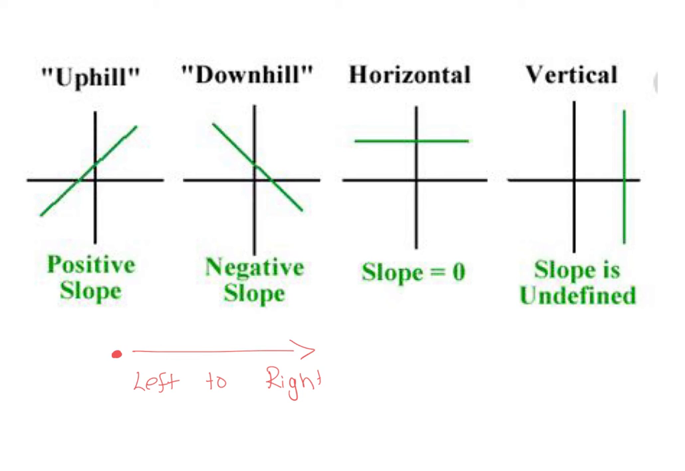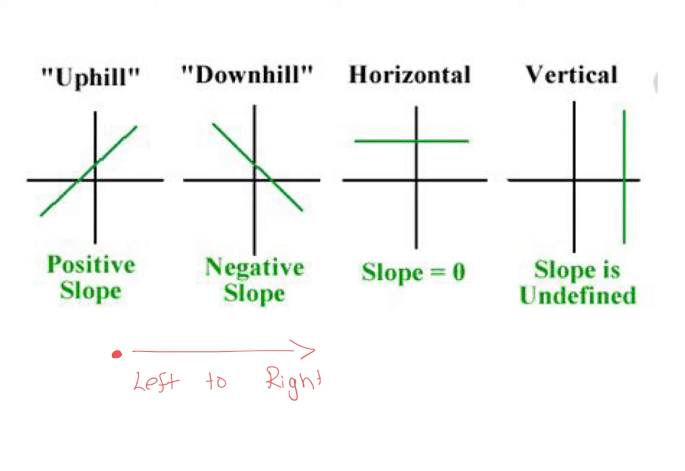There are two other special kinds of slope, which would be the slope of 0, meaning it's a horizontal line. There is no going up, there is no going down. And then the slope is undefined, means that there is a complete vertical line.